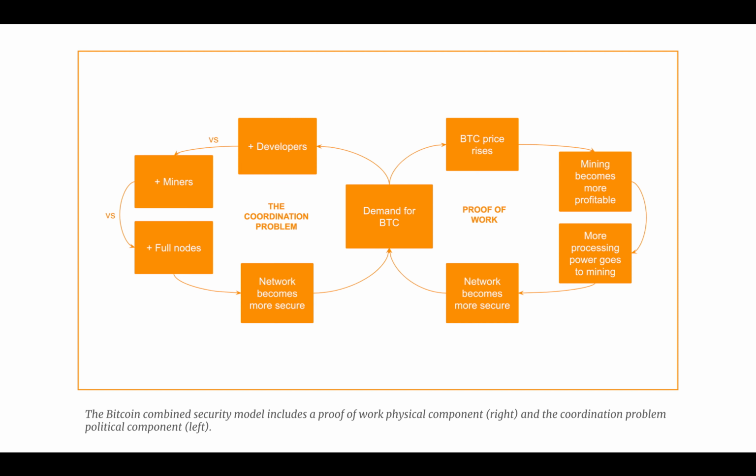However, as seen in the diagram above, the proof of work and coordination problem mechanisms are not only about imposing costs, but also about economic incentives. This article explains both sides of the model.